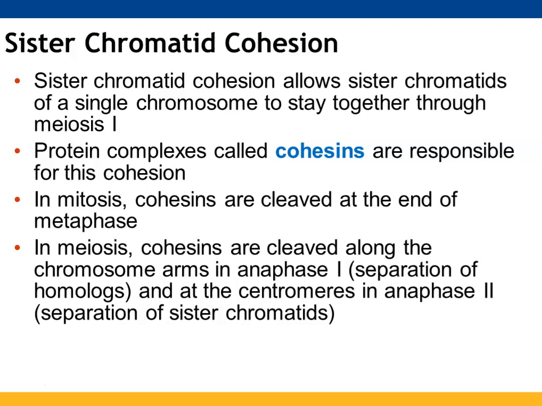So why are we able to keep the sister chromatids together? They have those cohesins. We talked a little bit about them in mitosis; they help them stay together within an individual chromosome. In mitosis, those cohesins are split in metaphase, but in meiosis, they do not get split until anaphase one. And then they get split along the chromosome arms in anaphase one, and they get split at the centromeres in anaphase two. So the cohesins are going to be throughout the chromosome in meiosis. In mitosis, they are primarily just at those centromeres.